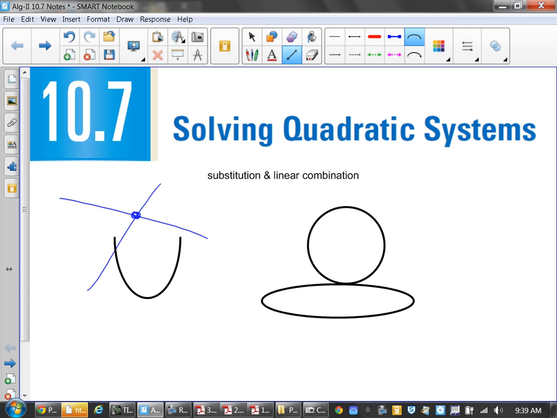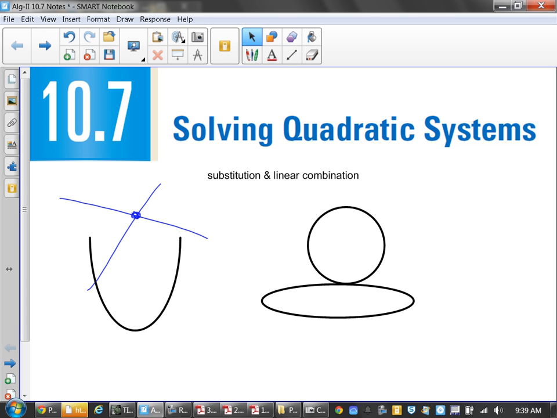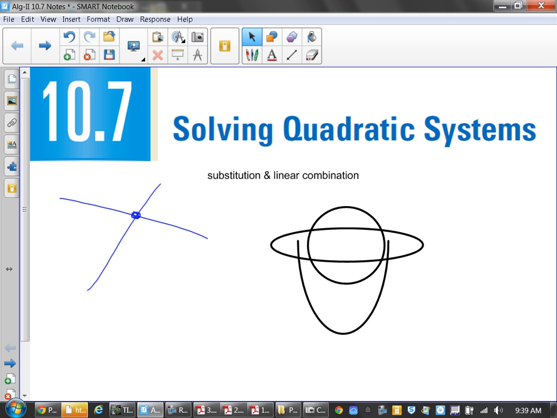Your lines could intersect, oops, that's a parabola. I can intersect this with a parabola and make this really crazy. So we can do a lot of craziness here. With lines, you can have one intersection, no intersections, or infinite intersections. Remember that? But it wasn't that difficult. It's just substitution and linear combination.